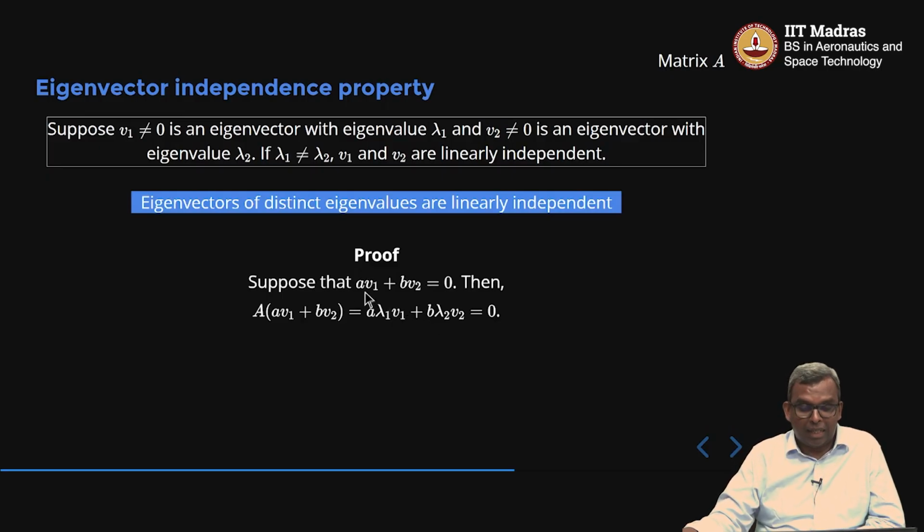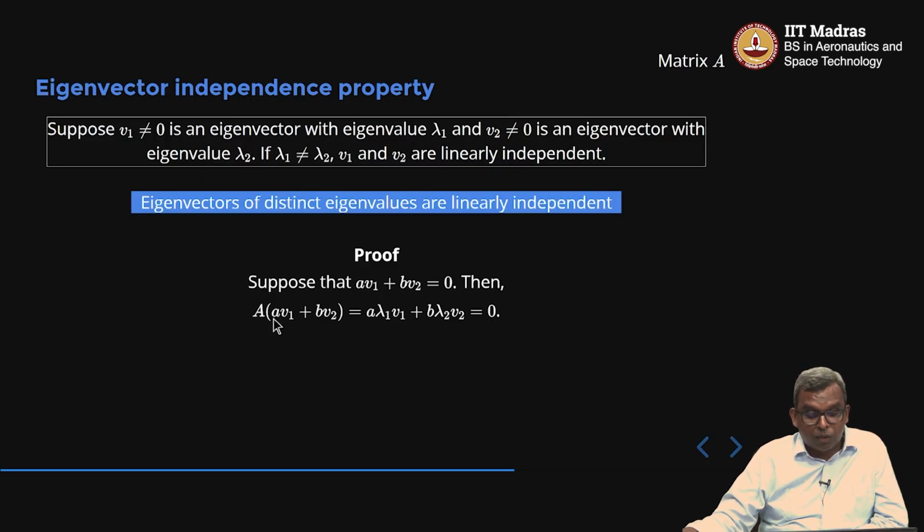So let's see if that is true. So aV1 plus bV2 is 0. Let's say you start with that. Then what happens? You act with capital A on both sides. When you multiply with A on the left, you get A times (aV1 plus bV2), but then that is small a times capital A V1. But V1 is an eigenvector with eigenvalue lambda 1, so capital A V1 is actually lambda 1 V1. Likewise, capital A V2 is lambda 2 V2. So you get a lambda 1 V1 plus b lambda 2 V2 is also 0. So if aV1 plus bV2 is 0, a lambda 1 V1 plus b lambda 2 V2 is 0.